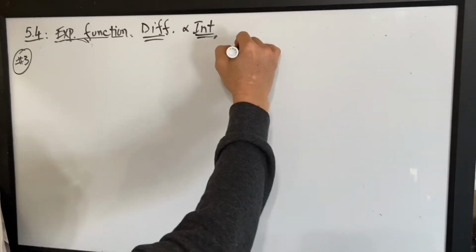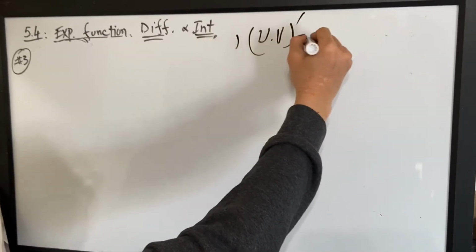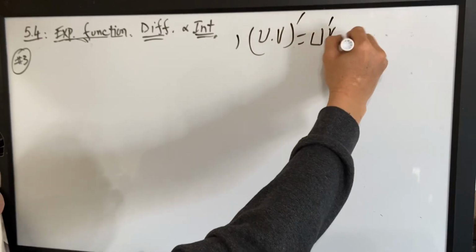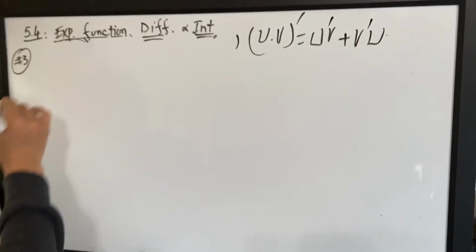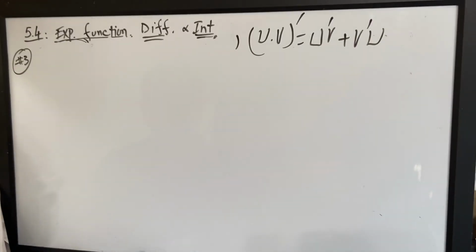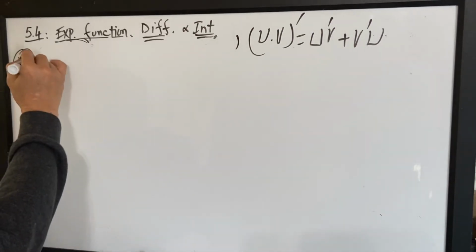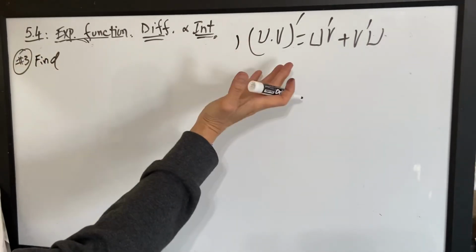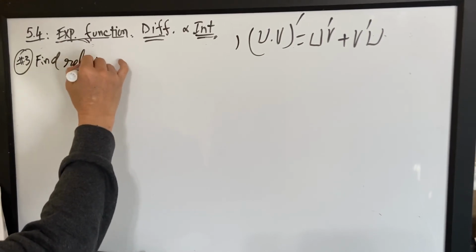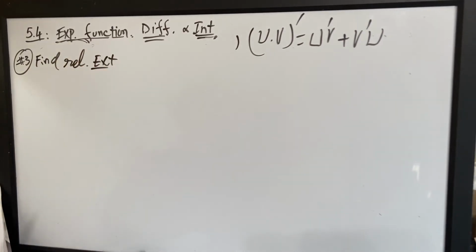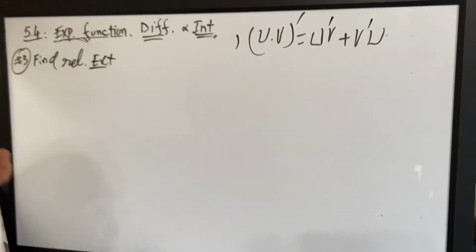Good. That's right. U times V derivative is U prime V plus V prime U. Perfect. Here, the text doesn't just ask us to take the derivative, but asks for something else: find the relative extrema. You know the math, but how do you apply it? Remember, relative extrema are where the function has a maximum or a minimum value.